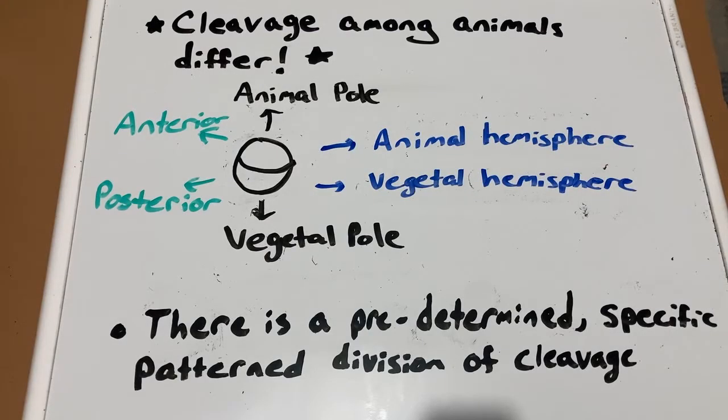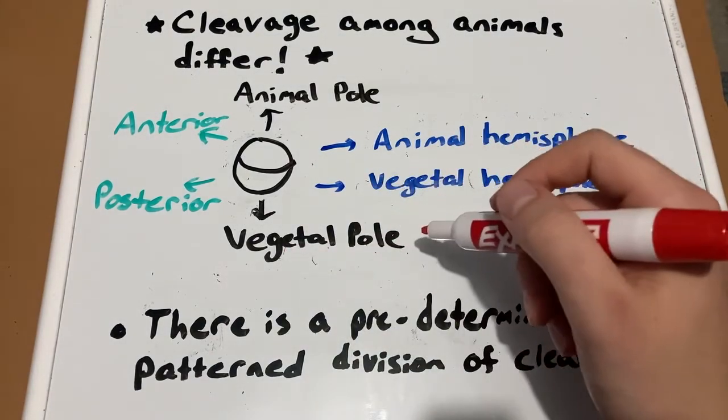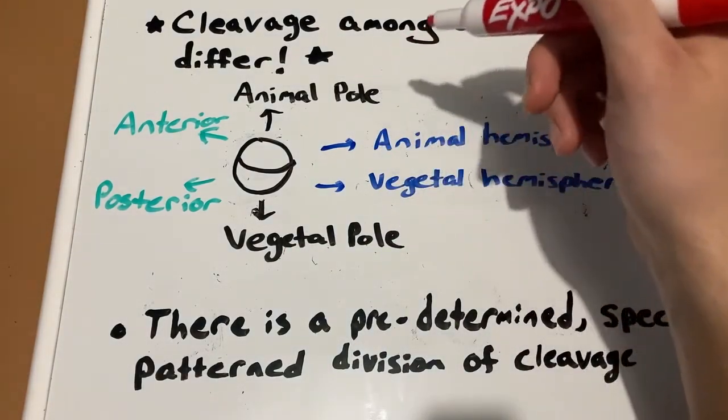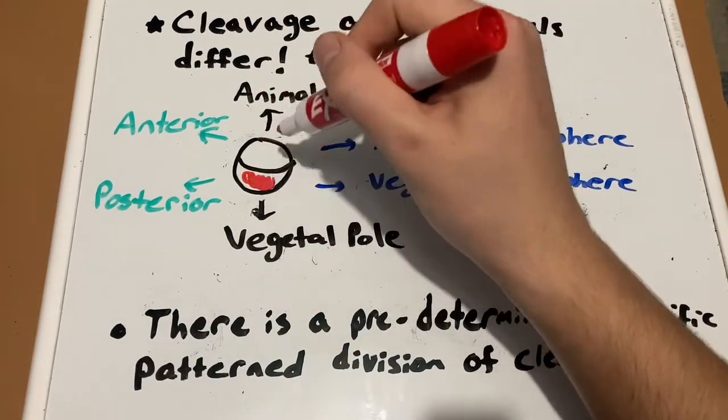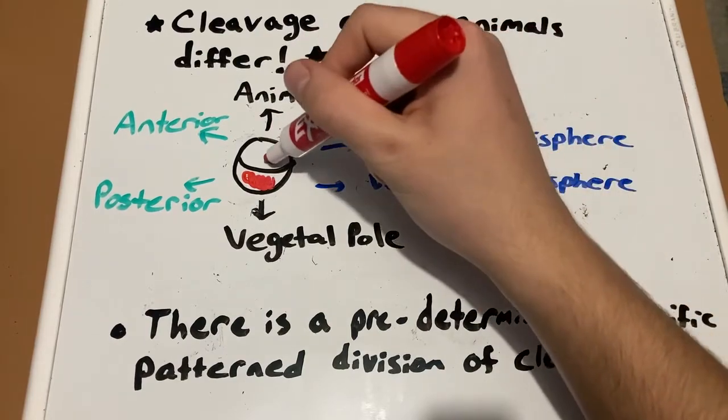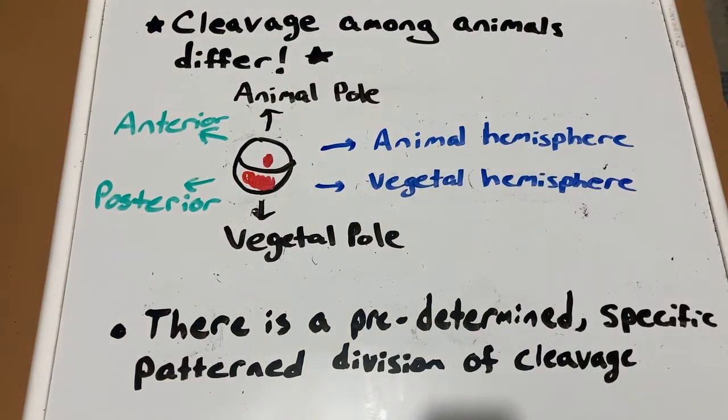Cleavage among animals differs. For species with yolk involved in their egg, it has been found that animals with yolk have a predetermined, specific pattern division of cleavage. And due to yolk, the cleavage within these eggs is asymmetric. The yolk is mostly found in the vegetal pole in comparison to the animal pole. So as you can see here, you have the vegetal pole on the bottom and the animal pole on the top. So what this means is that the yolk will mostly be found here, and in comparison to the animal pole, there might be just a slight amount of yolk within there.